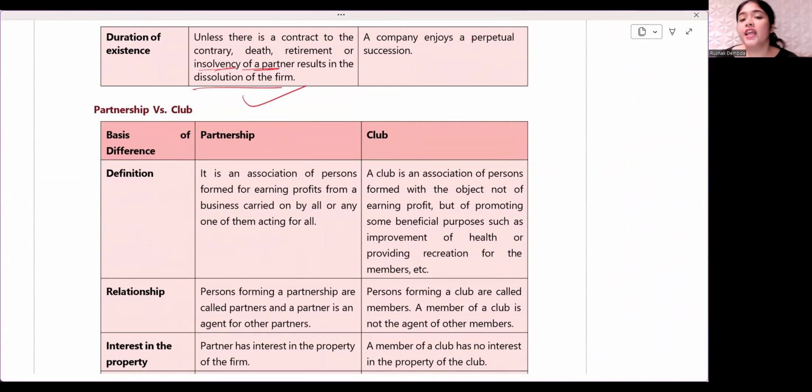And a company enjoys a perpetual succession. Even if the members of the company die, the company is still going to continue. If the directors die, still the company is going to continue. Is the distinction between company and partnership firm clear to you people?